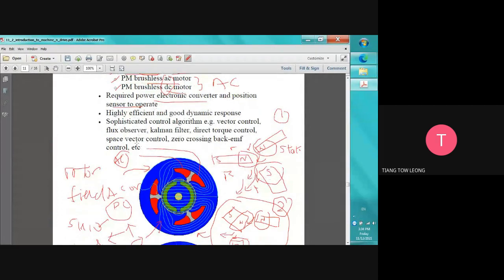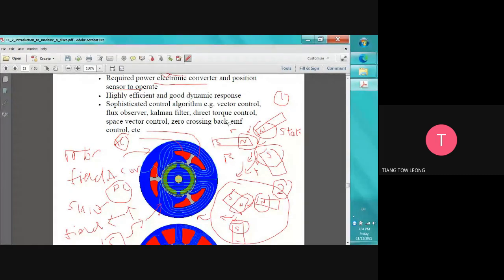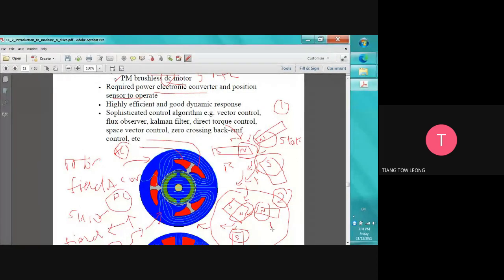This is the bad thing. Disadvantages here. We need to know where is the north pole. As I told you, we need to know where is the north pole of the rotor. Only then do we know what current we need to put inside the stator.